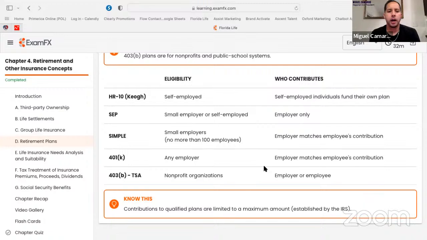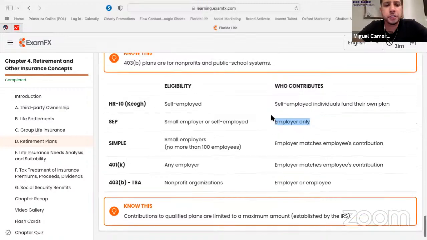Then you have what is called your SEP. That means Simplified Employee Pension Plan. This is generally for small business owners, self-employed. This right here says the employer contributes only, so you cannot contribute to it. The way these are set up, if you do it for one person, you have to do it for all. So the employer is the one contributing to these plans.